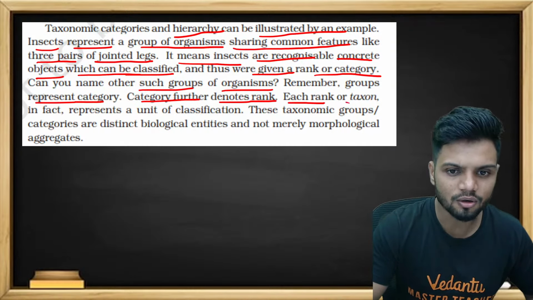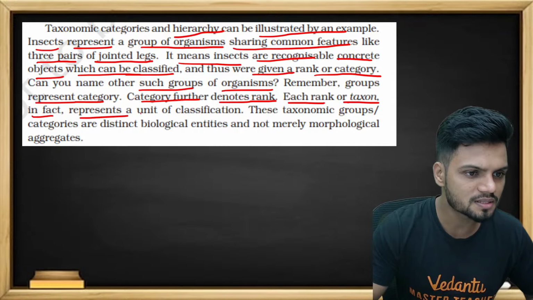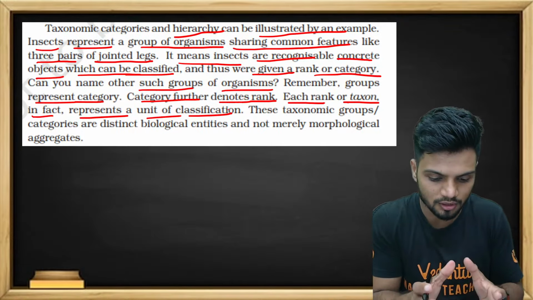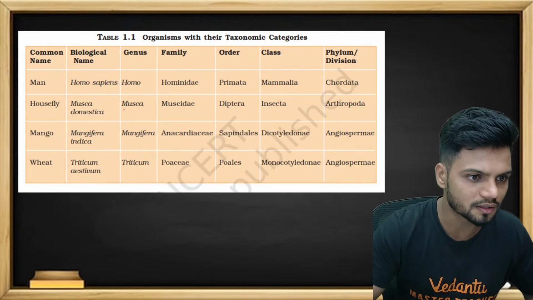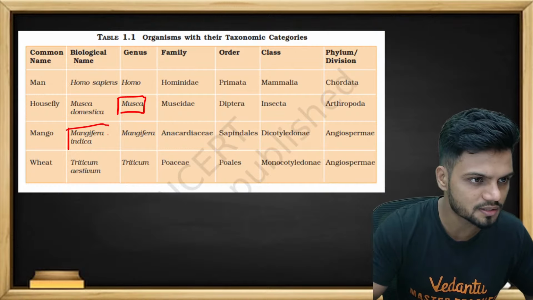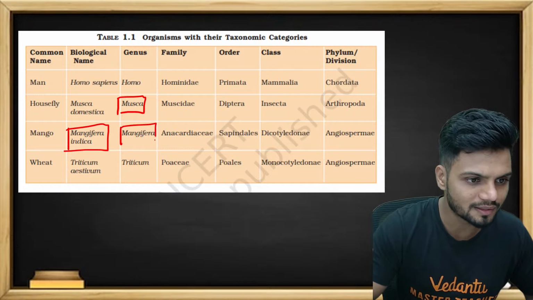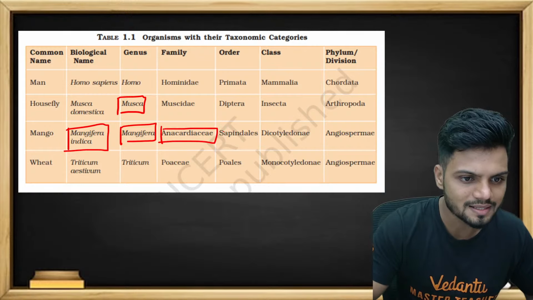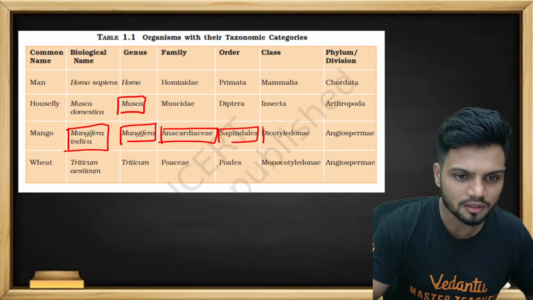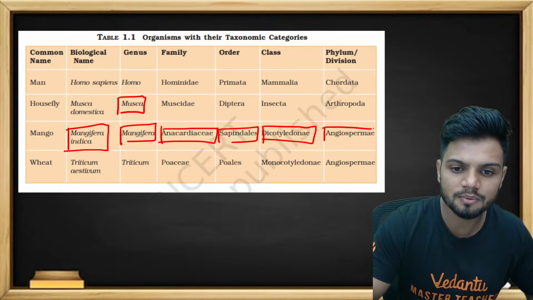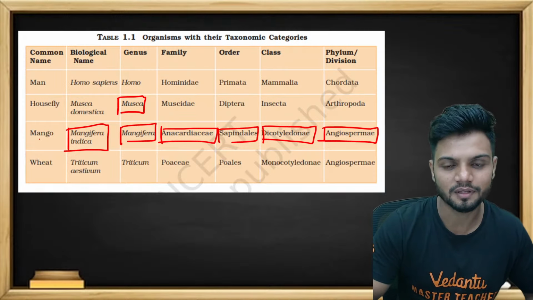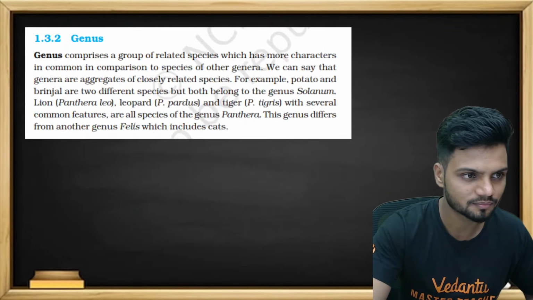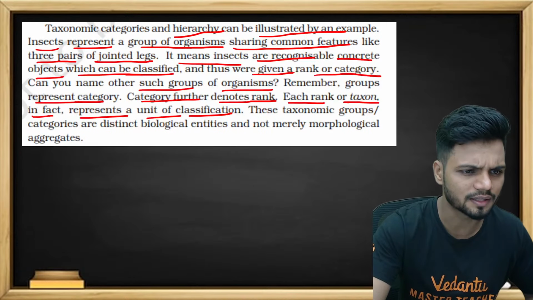Okay, each rank or taxon, in fact, represents a unit of classification. For example, let me show you. Each one here is a taxon. For example, Mangifera indica is a taxon, that is the biological name. Genus is one taxon, Anacardiaceae is one taxon, Sapindales is one taxon, Dicotyledonae is one taxon, and Angiospermae is one taxon. Each one is a different rank. Okay, that is the meaning of that.